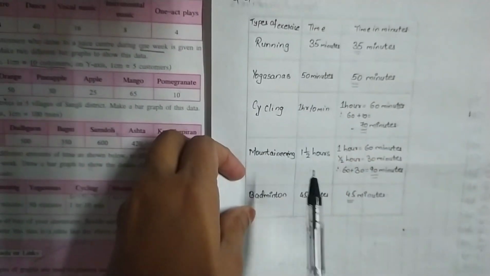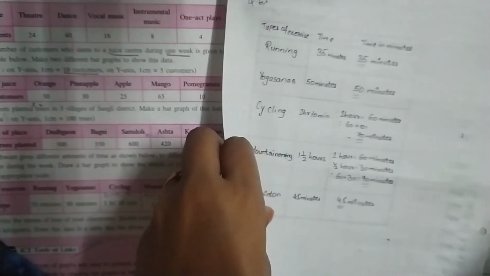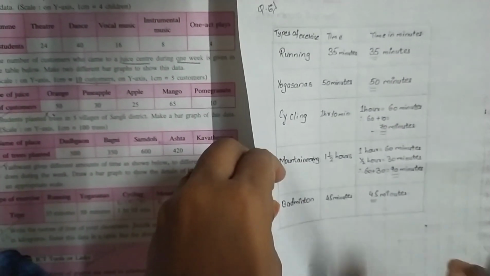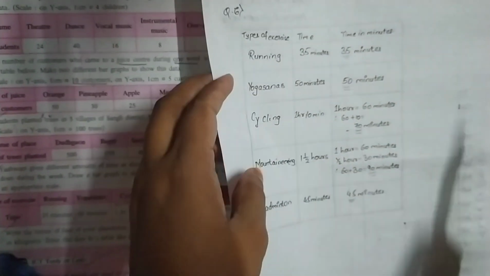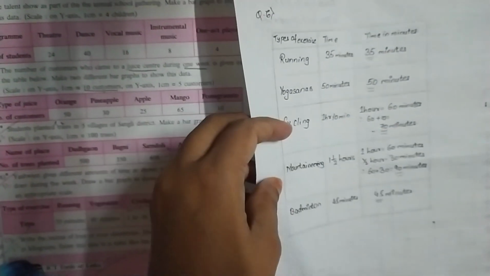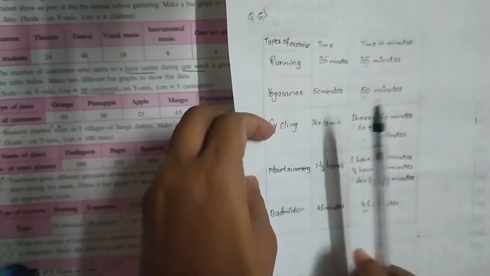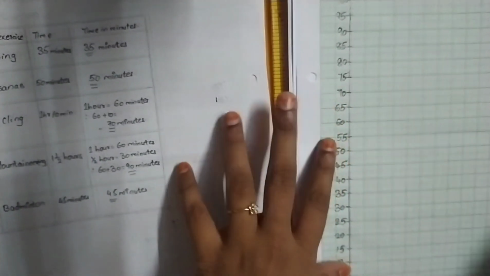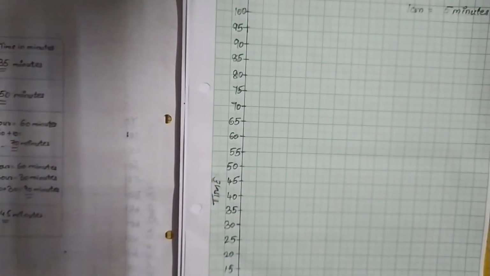Now draw this table on the graph book on the right hand side of the book. Now don't give an excuse that you will not get the book. All the shops are open, so try to get the graph book and draw this table on the right side and this graph on the left side. Okay. Now let us start with the sum. How to draw this graph.